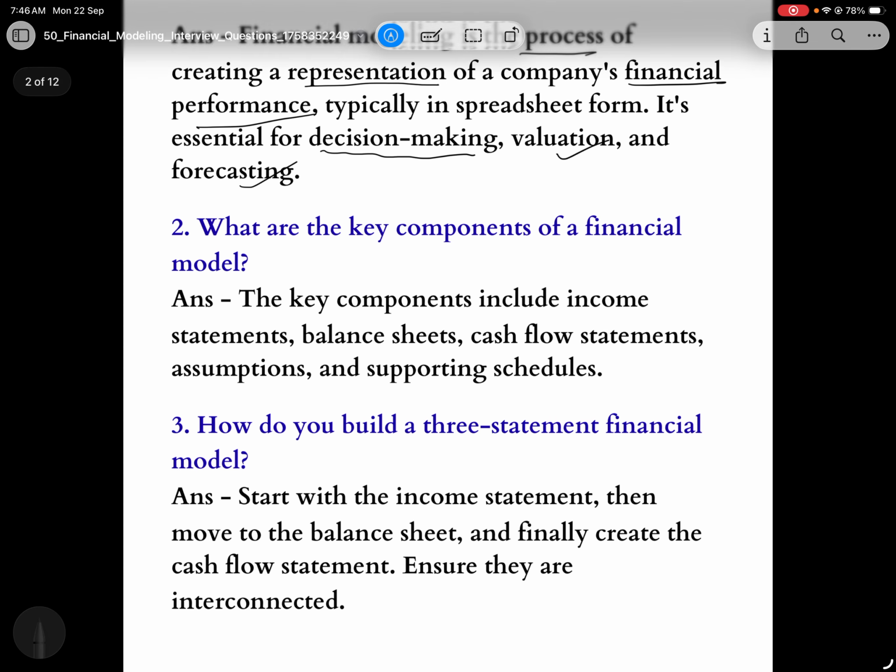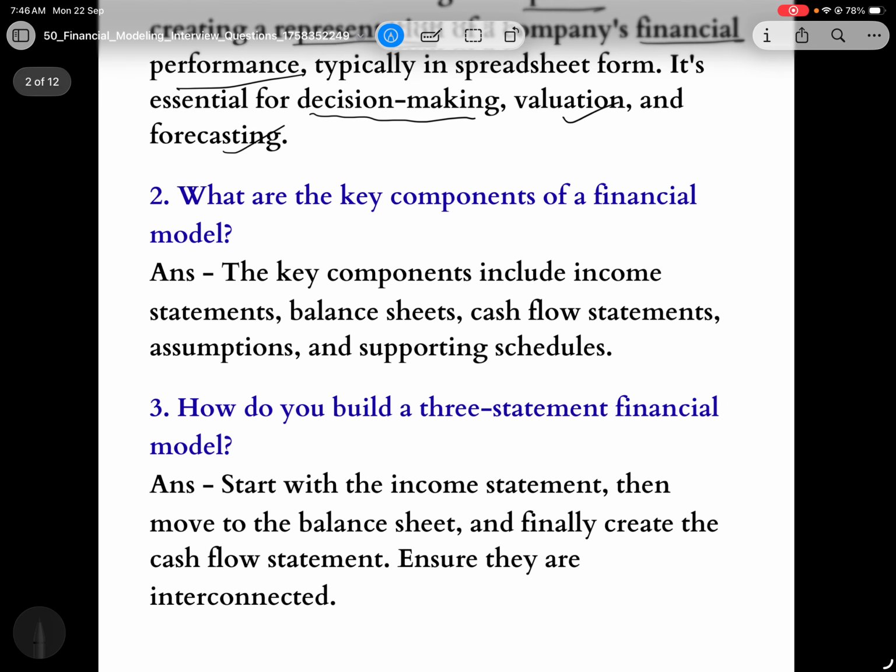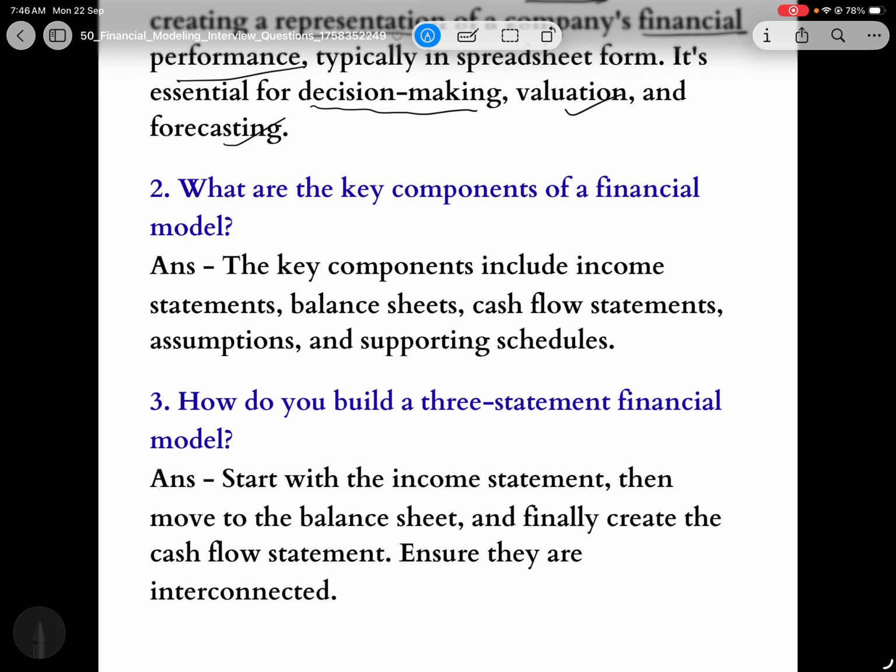So what are the components of a financial model? Whenever we talk about the components of a financial model, we need to talk about all the financial statements. So it will be the income statement, balance sheet, cash flow statement, assumptions, right? And supporting schedules. Okay, assumptions are very important in terms of a financial model, and that's because they are what make it, what kind of growth values you are using, right?